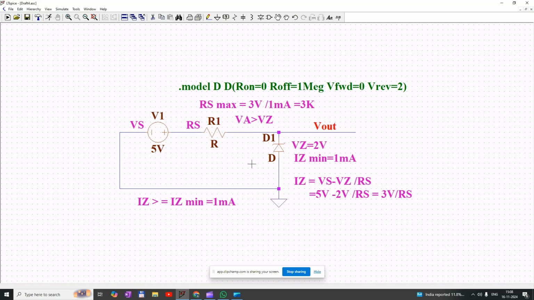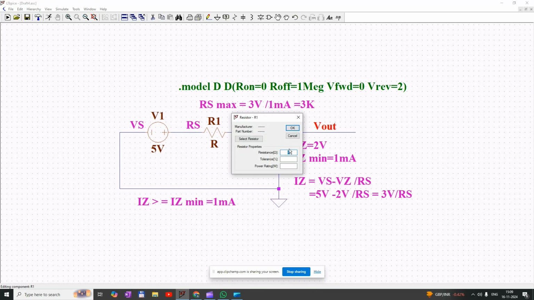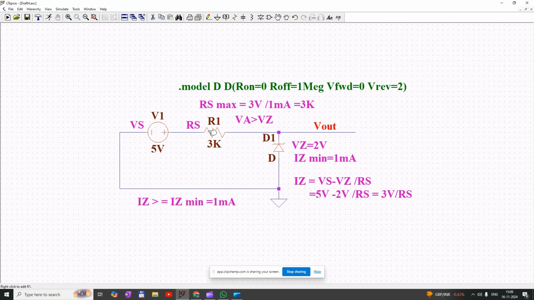ohm. So we can conclude that if the value of the series resistance is more than 3 kilo ohm, then the value of the Zener current will be less than Iz minimum of 1 milliamp. So we have to consider the maximum series resistance as 3 kilo ohm. Then only it will provide the minimum current of 1 milliamp.